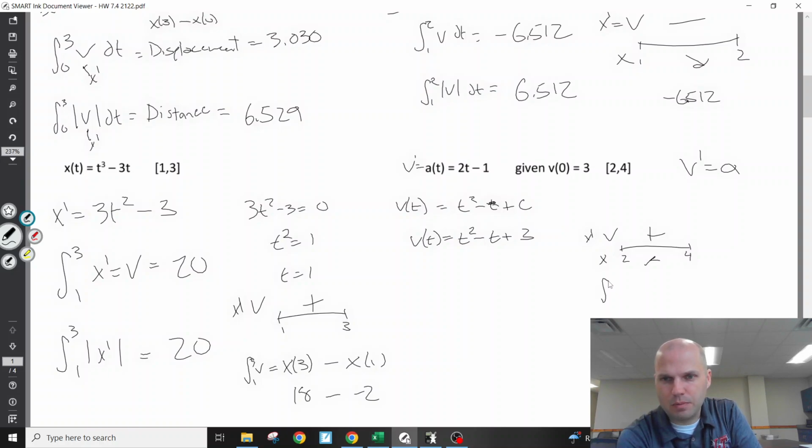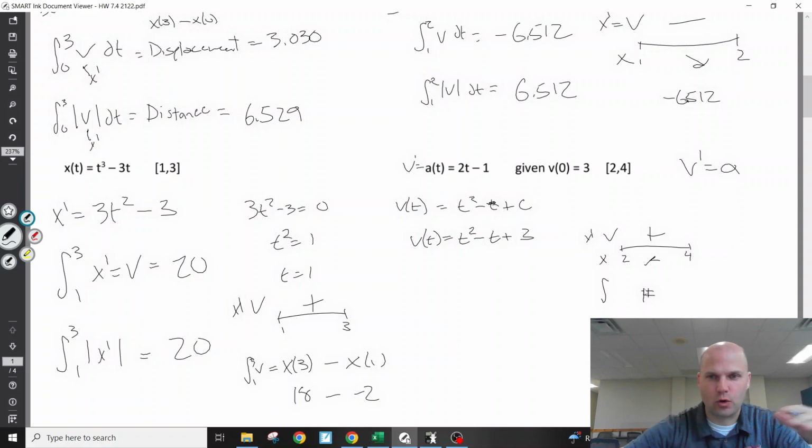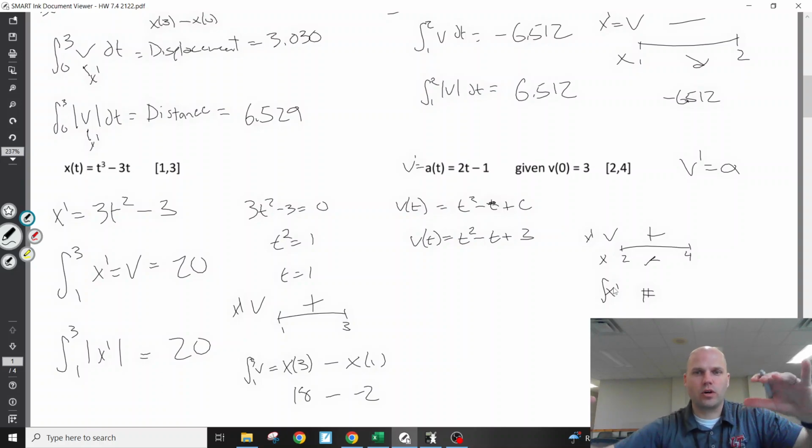Now, here's the problem, though. I don't have a position function, but I could take the antiderivative, plug in 4, plug in 2, and subtract them, and I'll get this displacement. And that's when my c doesn't matter. If you subtract x of 4 minus x of 2, you'll get the area under your derivative without having to worry about finding c for this situation.